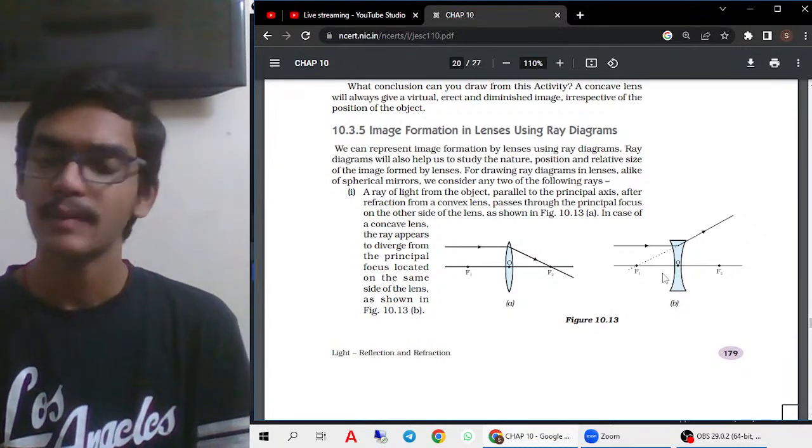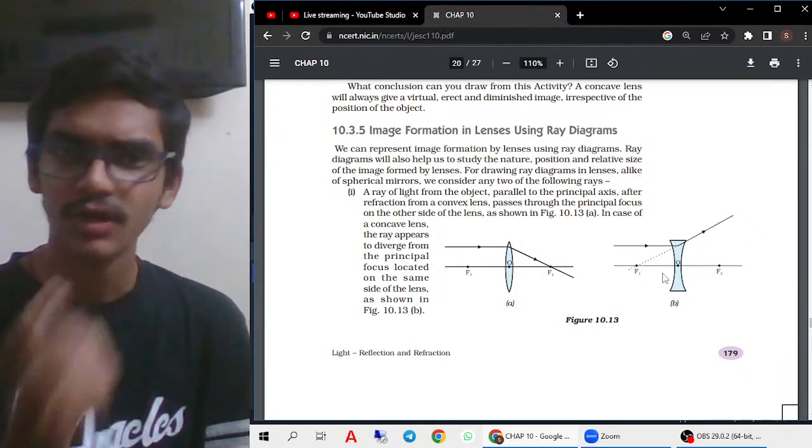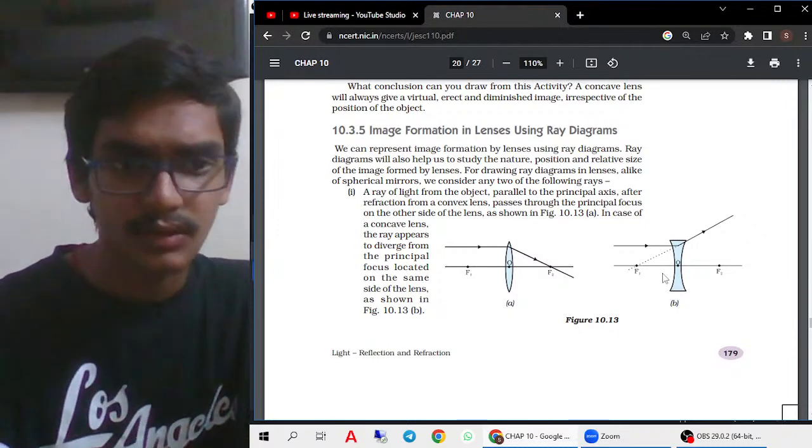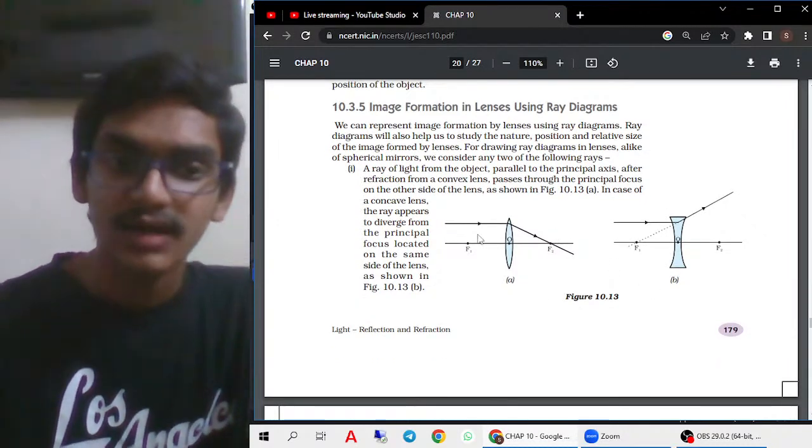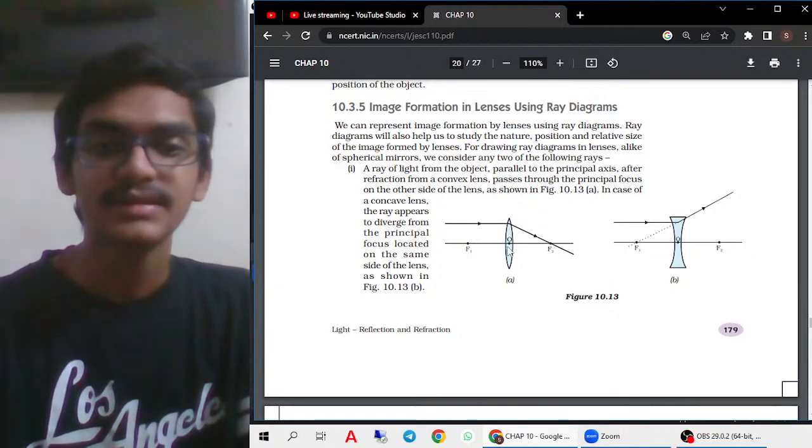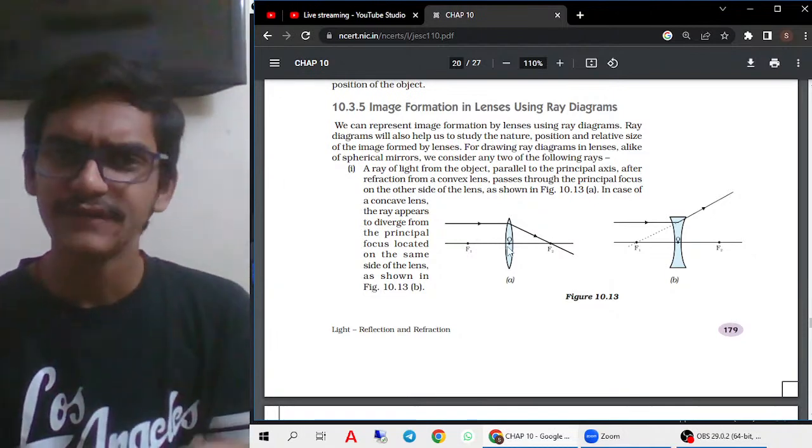Otherwise, if you are not able to remember, I'll tell you a trick for how we can easily remember that also. Okay. So if a light is traveling parallel to the principal axis, all the important definitions will be seen.